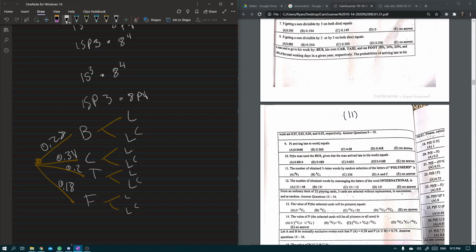Okay, so this is just base here. Okay, so of arriving late: 0.07, 0.03, 0.05, 0.04. Okay, where's my calculator? Can't find my calculator. Arriving late to work.